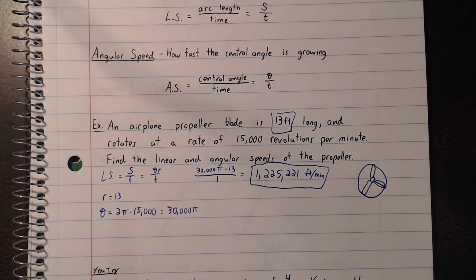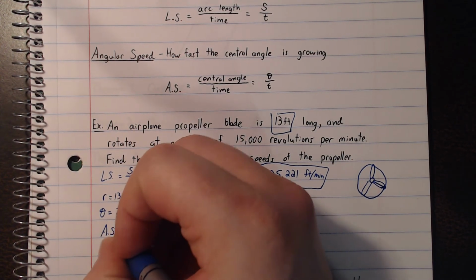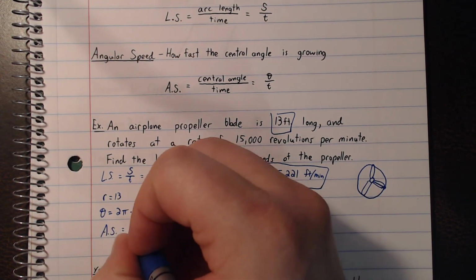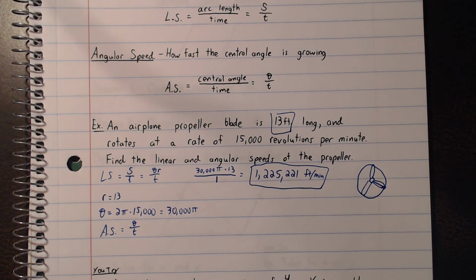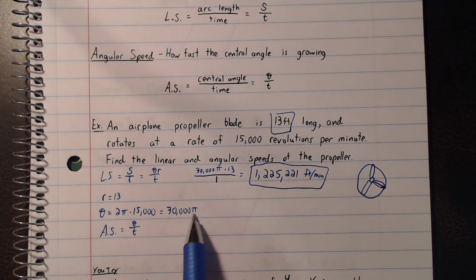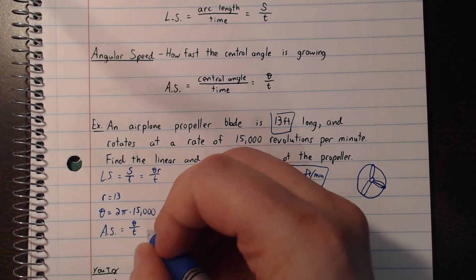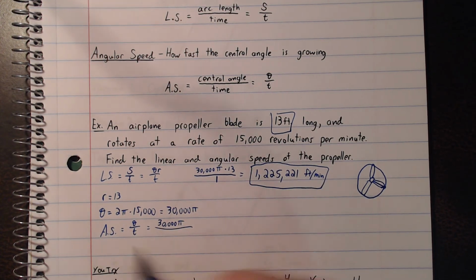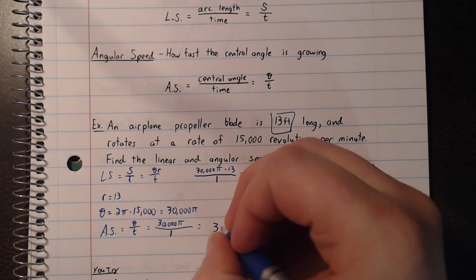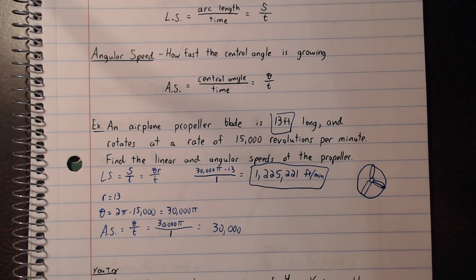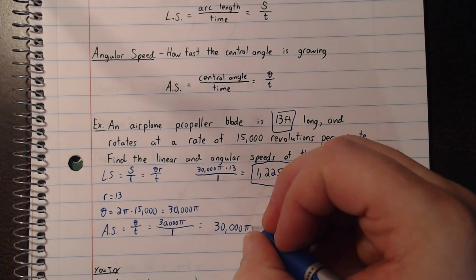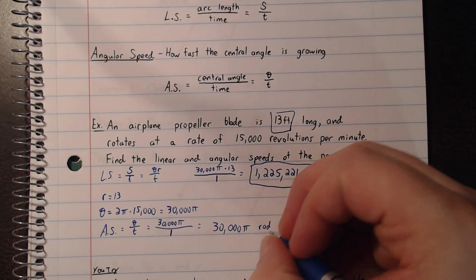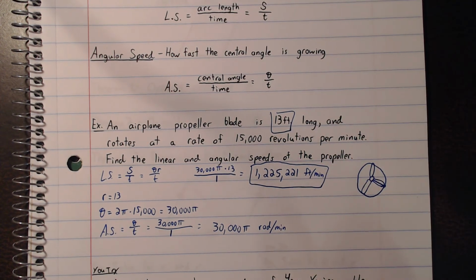Now we want to work with angular speed. Angular speed, we know, is going to be theta over time. Well, we were lucky because we already found theta to be 30,000 pi. So all we're going to do is put 30,000 pi on top. We're still talking about minutes, so it's going to be 1 minute underneath. So our answer for angular speed is going to be 30,000 pi radians per minute.